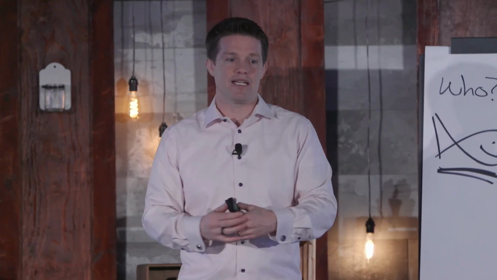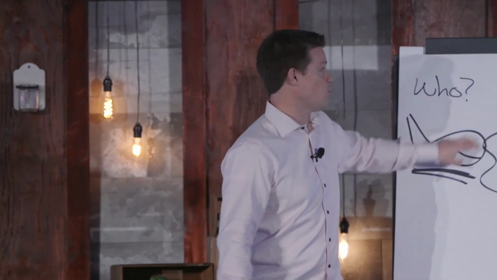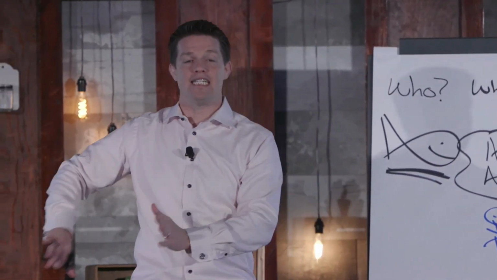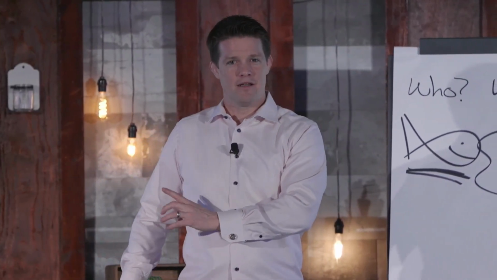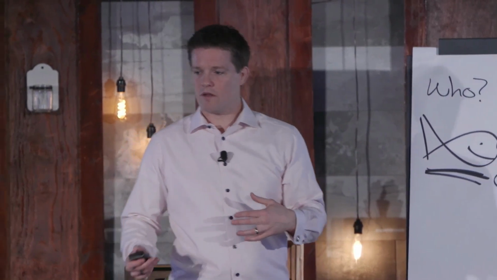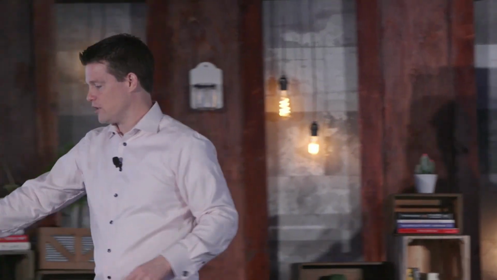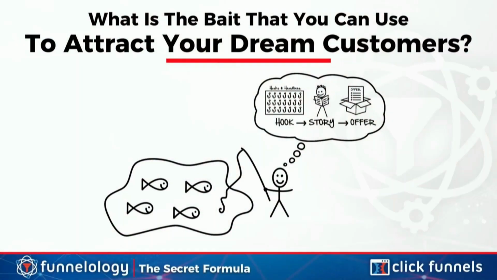Everything since then shifted because of that. Because I knew exactly who my customers were. I knew where they were at, and I created the bait that would attract the dream customers and repel the people I didn't want to work with. Does that make sense? Okay, so bait's the next thing here. Okay, so the question for you to start asking yourself is, what's the bait you can create to attract your dream customer? Okay?